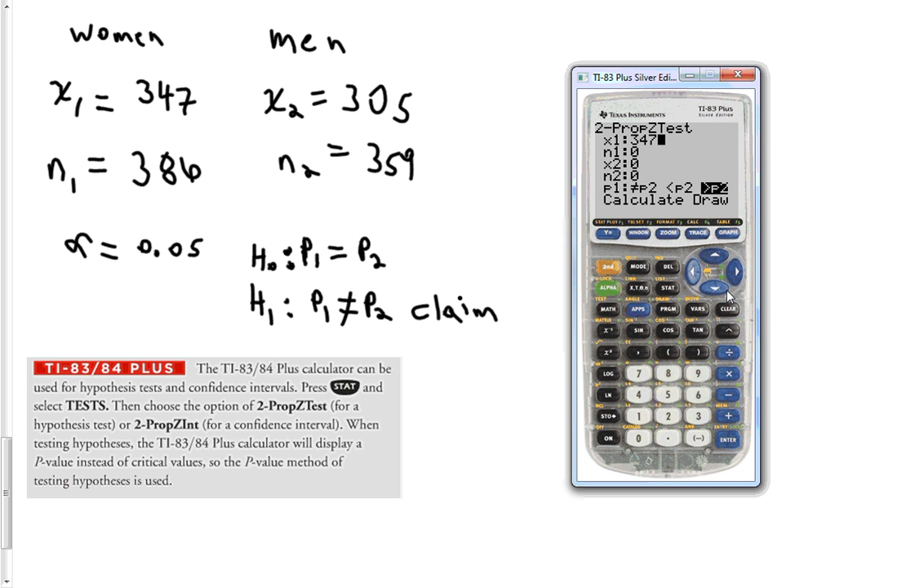N1 is 386. X2 is 305. And N2 is 359. And then it's asking me for my alternative hypothesis. The alternative hypothesis is that the proportions are not equal. And then all I have to do is calculate.